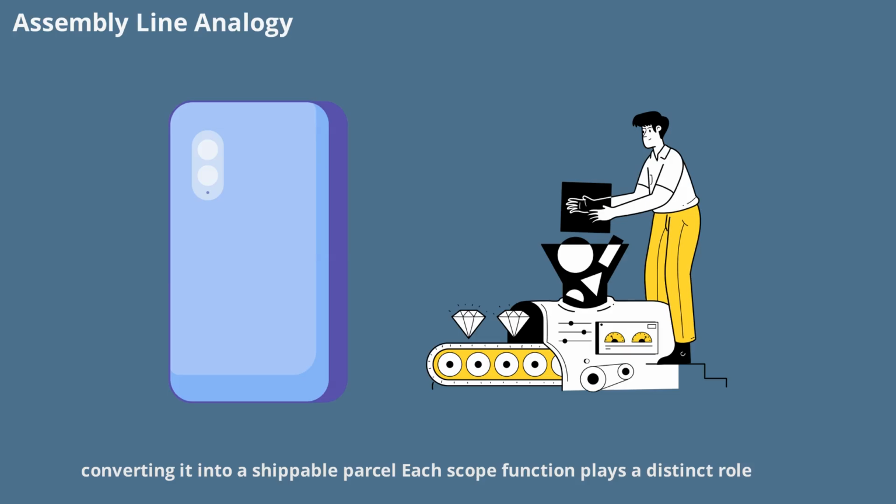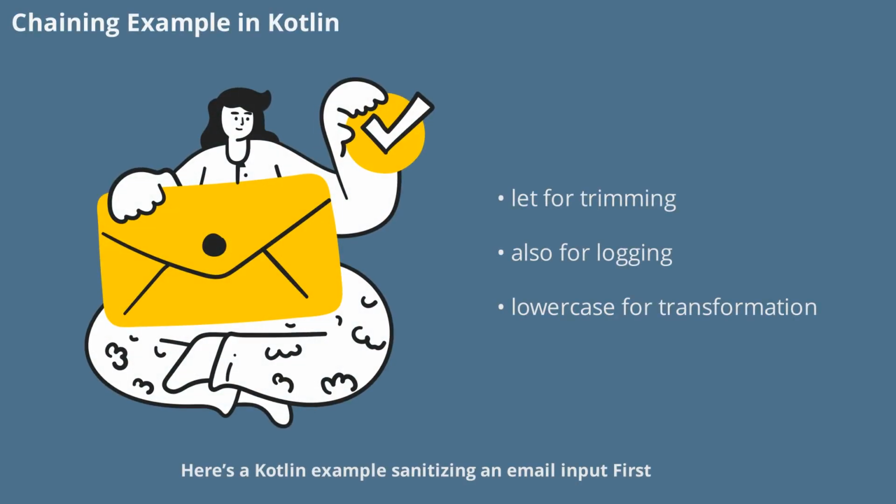Each scope function plays a distinct role, and chaining them together streamlines the process, just like in a real-world factory. Here's a Kotlin example, sanitizing an email input. First, let trims the input if it's not null, then also logs the raw value. Finally, lowercase transforms the string. If the input is null, a default email is returned. This chain avoids intermediate variables and keeps the logic clear and concise.